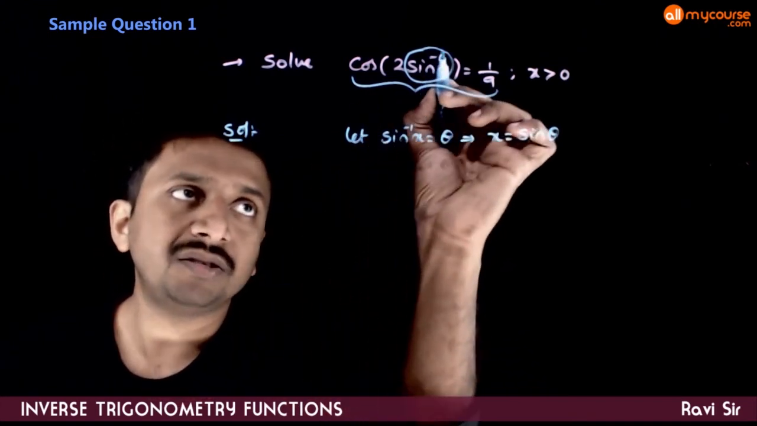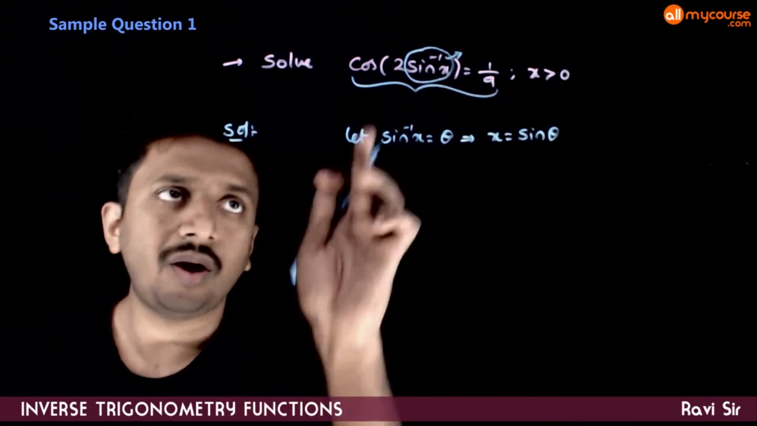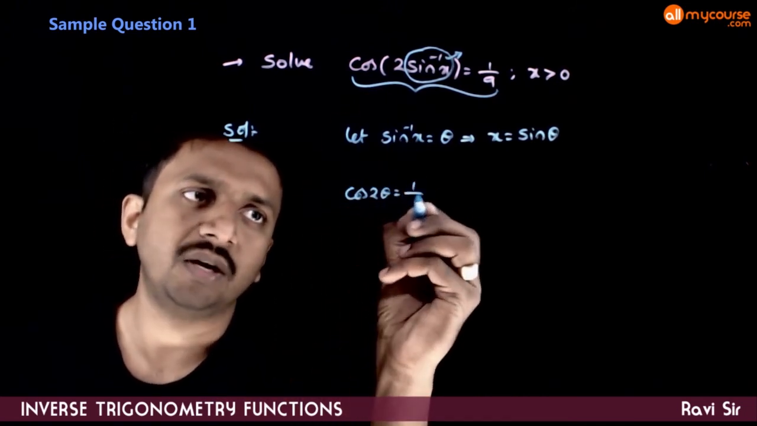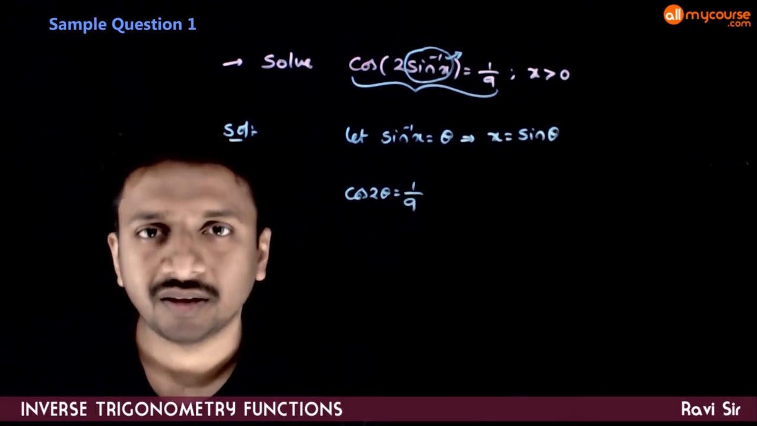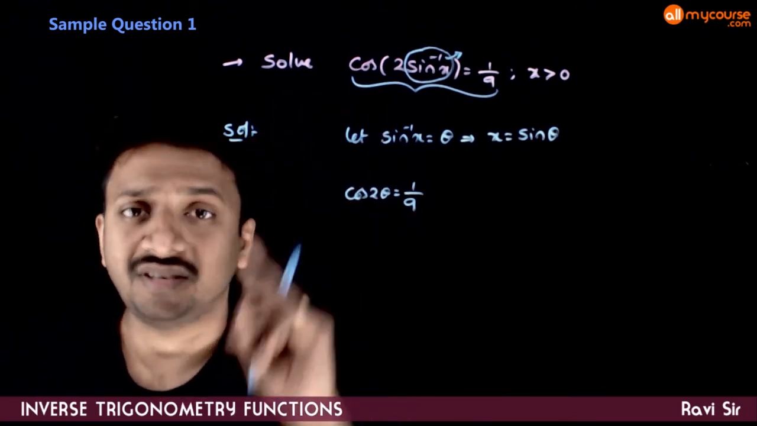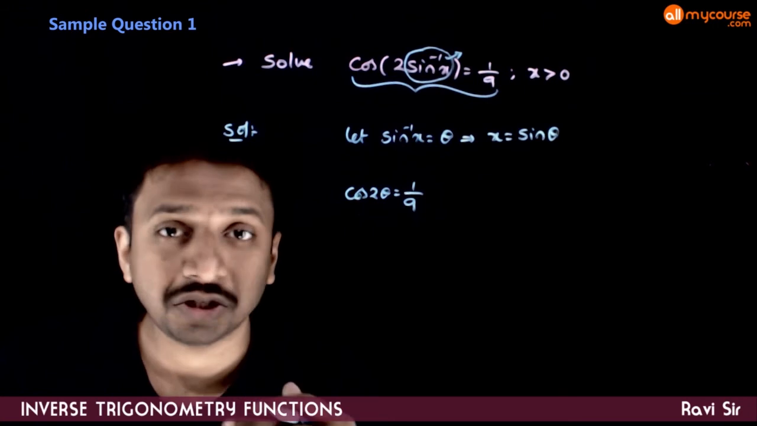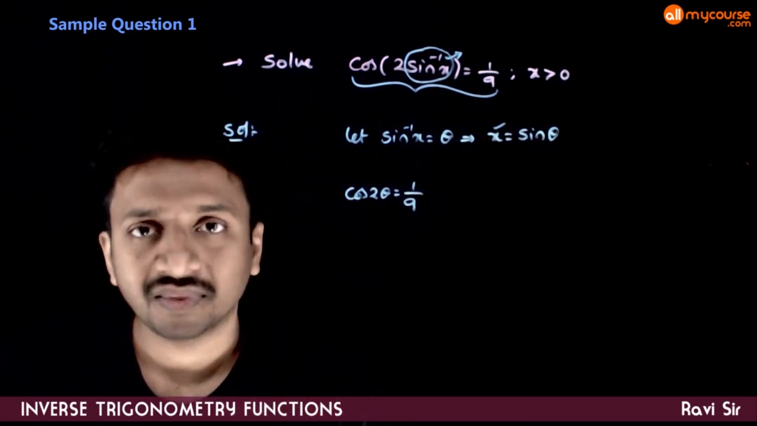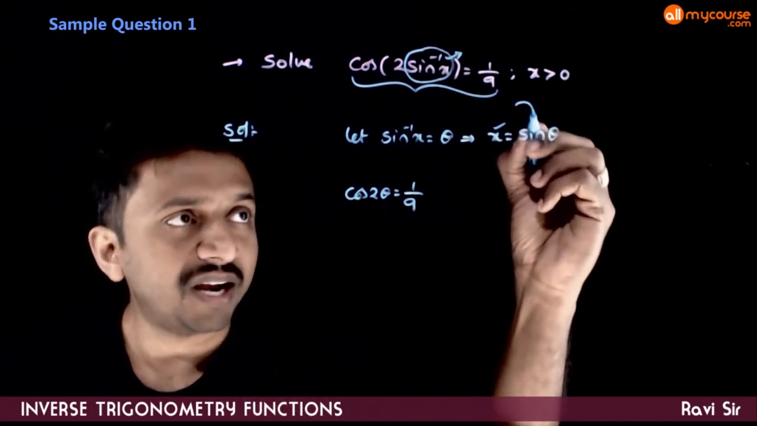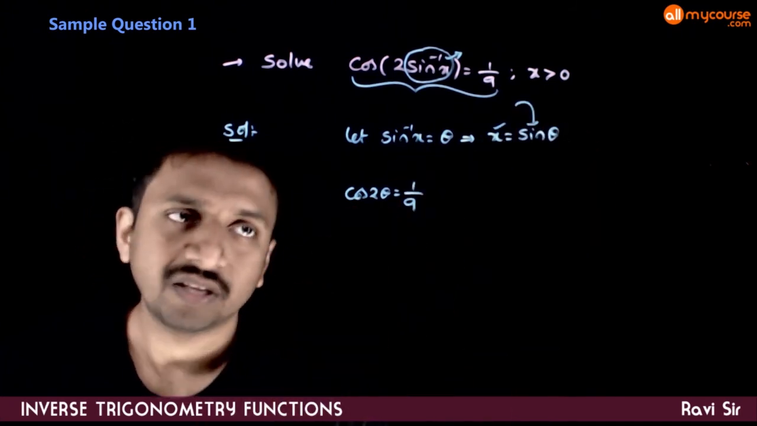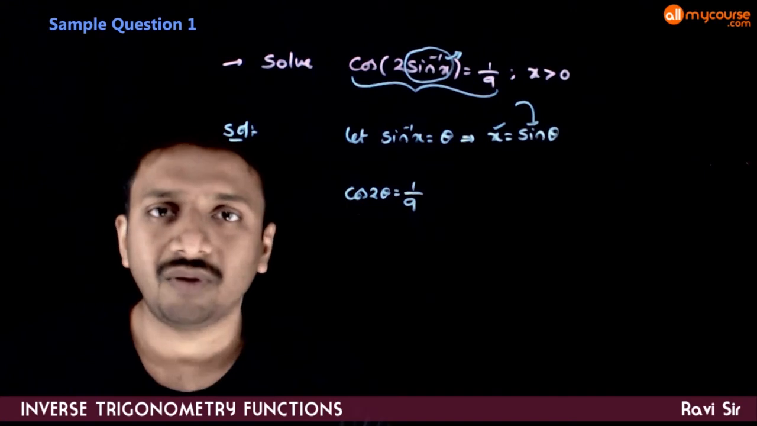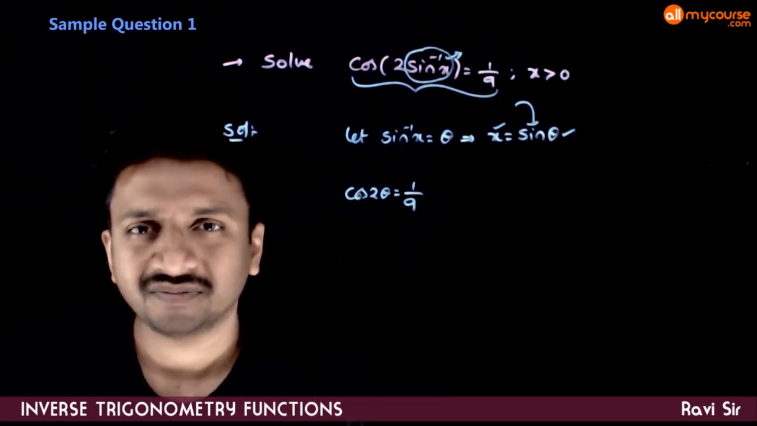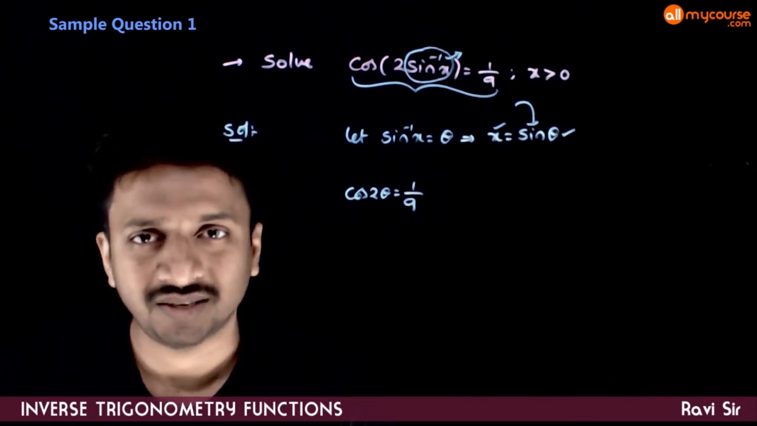Now, once you substitute this as theta, what does this equation become? Cos 2 theta is equal to 1 by 9. And you need to solve this equation. That means what should you find? You need to find the value of x. That means you need to find the value of sine theta. So if cos 2 theta is equal to 1 by 9, can you find the value of sine theta? I think it is quite simple.